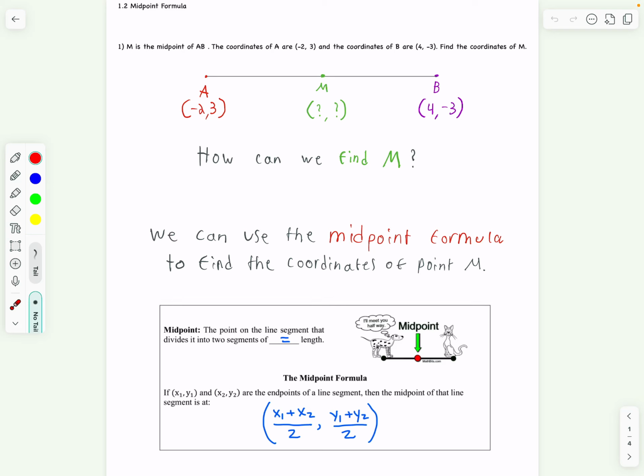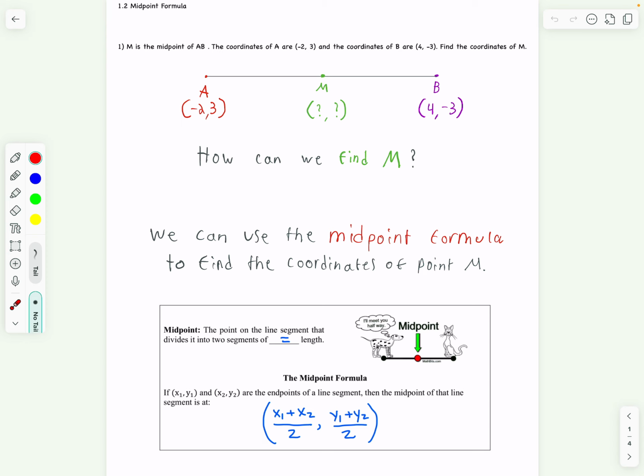Today, we're going to be going over the midpoint formula. Let's look at problem 1. So they're telling us that M is the midpoint of AB, and the coordinates of A are -2, 3, and the coordinates of B are 4, -3. They want us to find the coordinates of M.